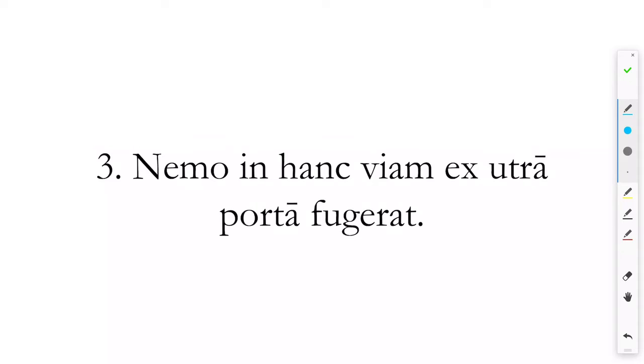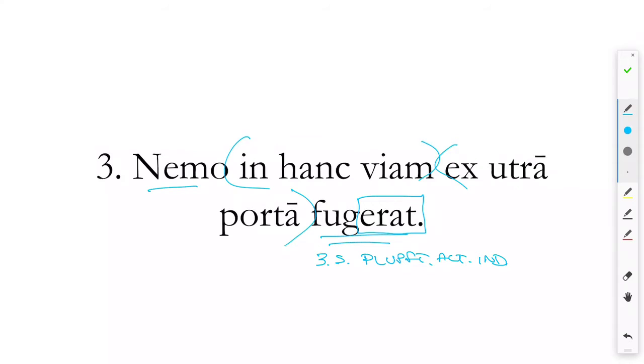Number 3, nemo in hanc viam ex utra porta fugerat. Verb, subject, no one. This erat indicates it's the pluperfect, third person singular, pluperfect, active, indicative. And in English, we translate the pluperfect as had. Nobody had fled. In hanc viam, we have two prepositional phrases, in hanc viam and ex utra porta.